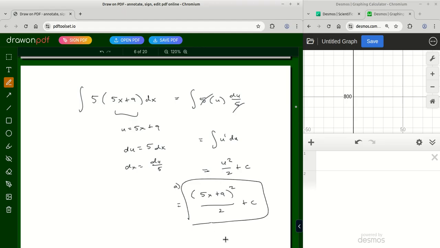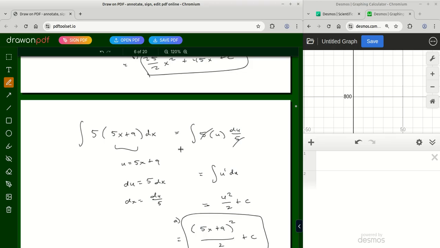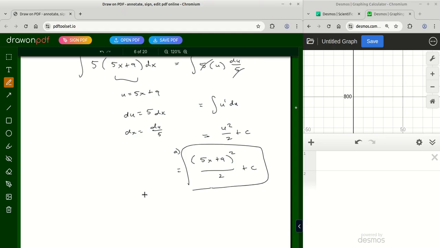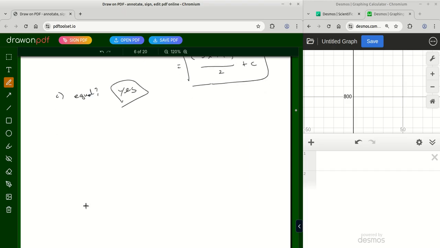Now, is that a pretty answer? Sure, it looks pretty. Completely useless. Something like this is way better anyways. This is easy calculus. This is not. Part C. They say, are they equal? Are they equivalent? And you're going to say yes. And there you go. All right. So now you know. I get picky. I'm sorry. That's just who I am.